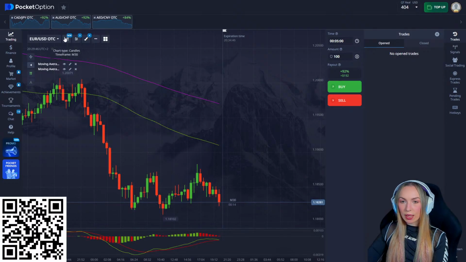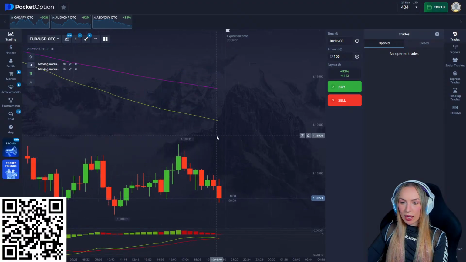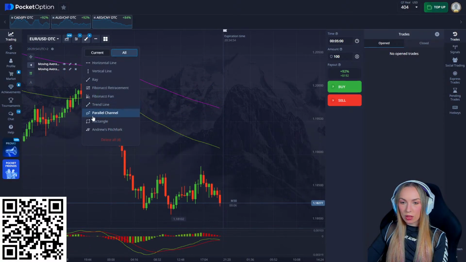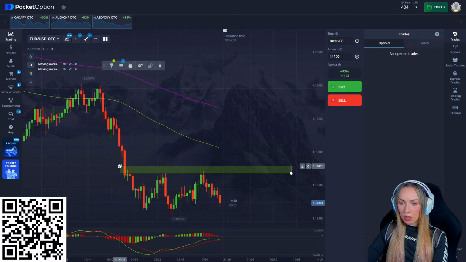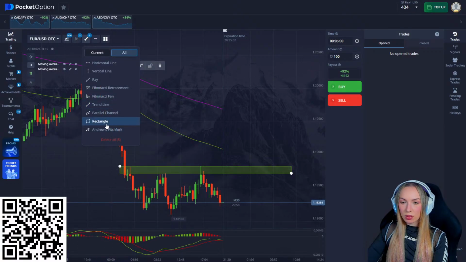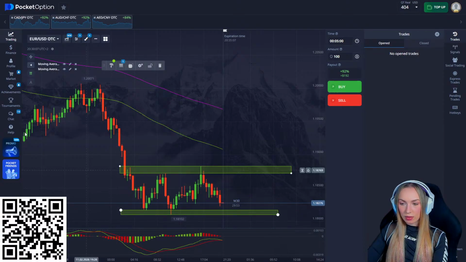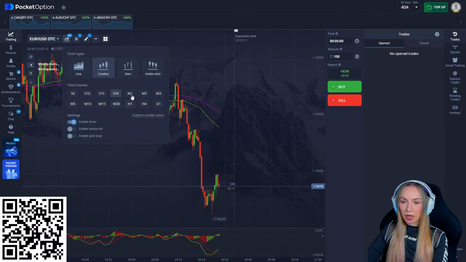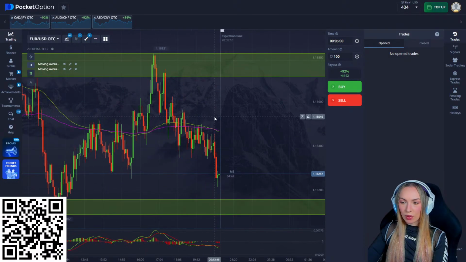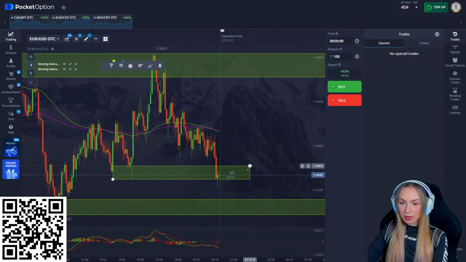This one looks pretty lateral. Maybe I can actually draw here the resistance zone. I see it somewhere there. And support zone is somewhere there. So I believe that it will go down, but on 30 seconds time frame it shows me that the price is going already up, and we can see also here maybe there is another support, maybe it has double support.